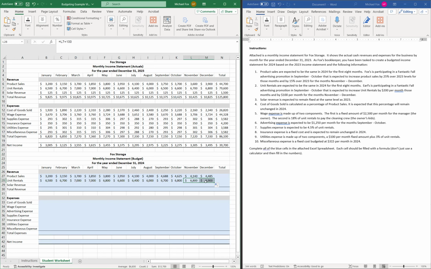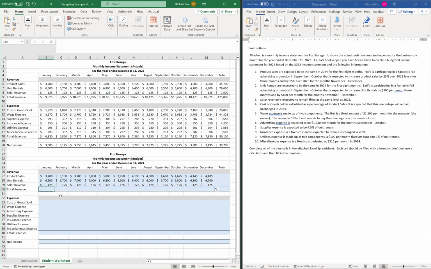All right, line item number 3 tells us solar revenue is expected to remain fixed at the same levels as 2023. So I'm just going to say this equals the 2023 amount for solar revenue, whatever that is. I'm going to fill it across. There's all my revenues. Now I'm ready to total them up.